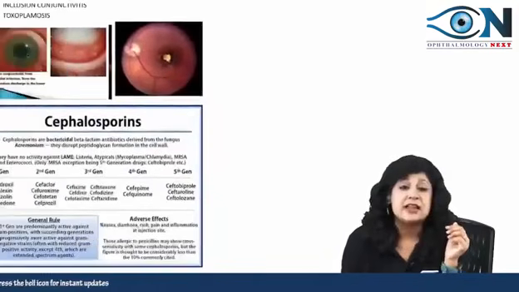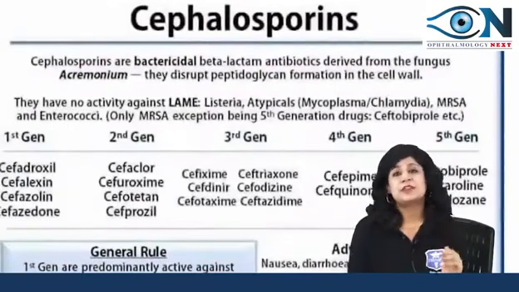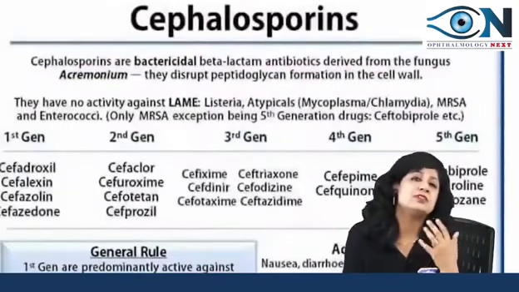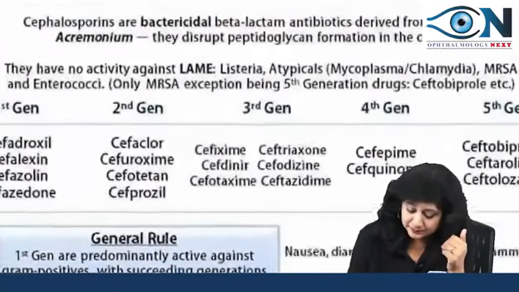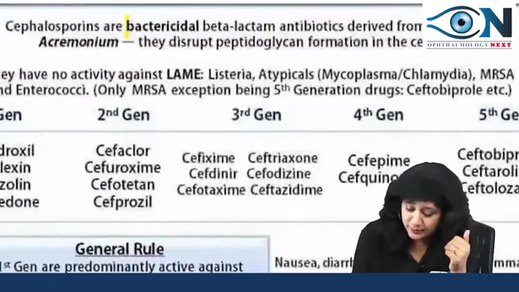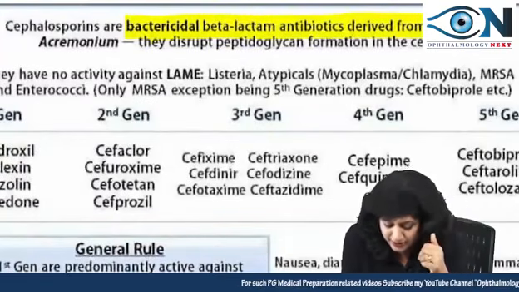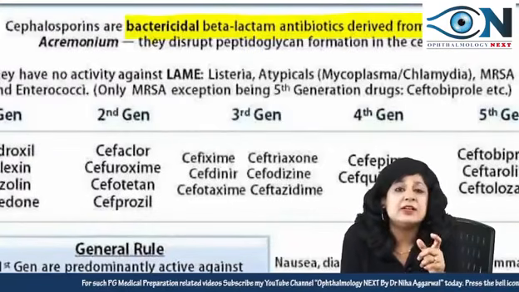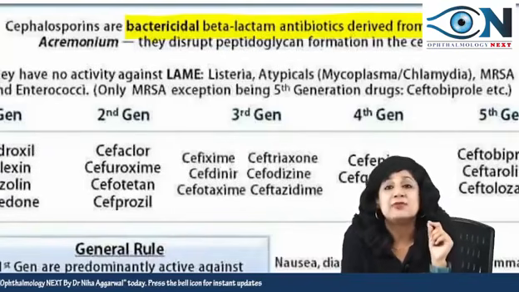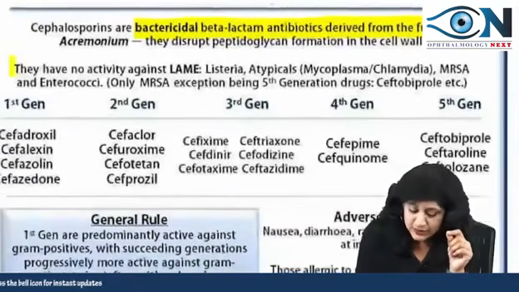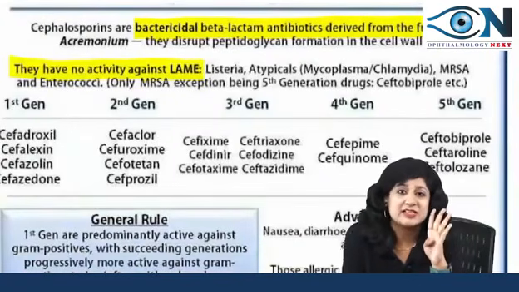Alright. Now, the next important group of drugs is actually the cephalosporins. So, we do often give the cephalosporins for more important and more severe kinds of infections in ophthalmology, and you know that these cephalosporins are your bactericidal beta-lactam antibiotics, and they are derived from the fungus. These antibiotics are very strong, very good and effective ones, but the problem is that there is no activity against LAME. LAME means L-A-M-E. What is this LAME now?